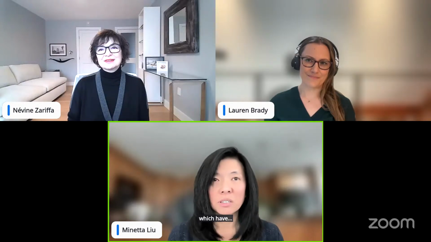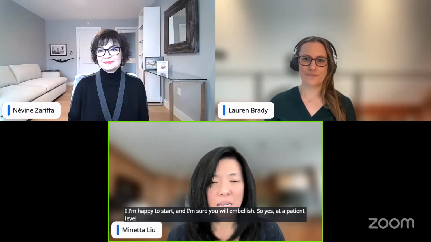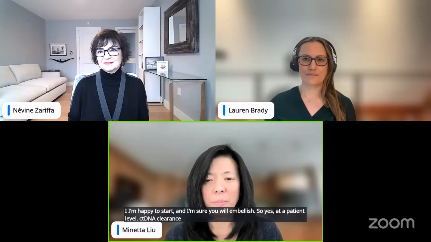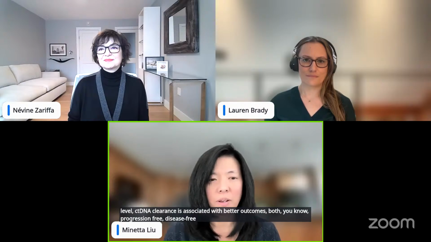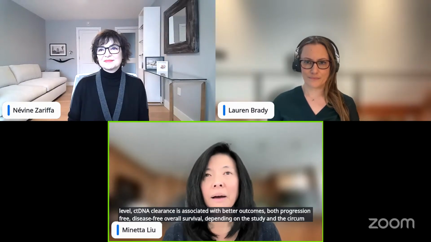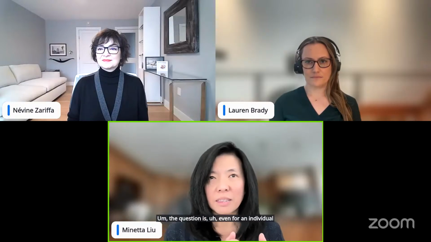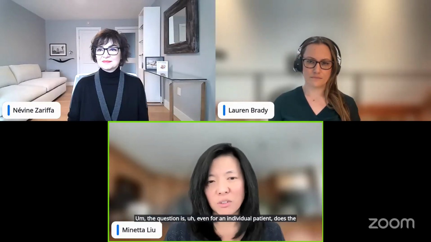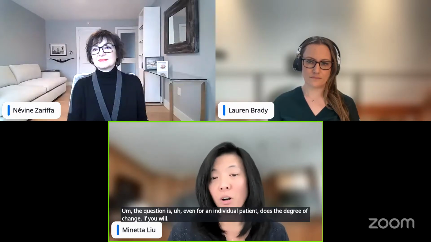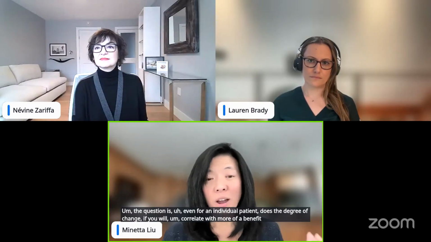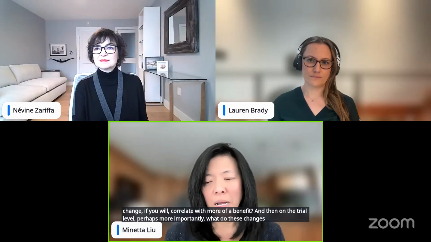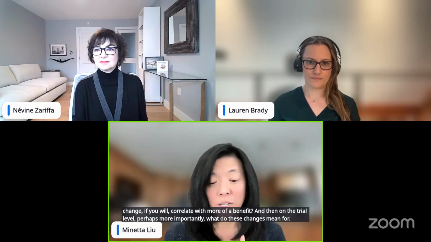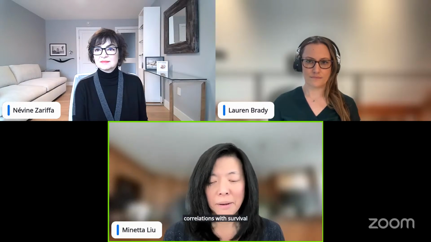So yes, at a patient level, ctDNA clearance is associated with better outcomes, both progression-free, disease-free, overall survival, depending on the study and the circumstance. The question is, even for an individual patient, does the degree of change, if you will, correlate with more of a benefit? And then on the trial level, perhaps more importantly, what do these changes mean for correlations with survival, et cetera?